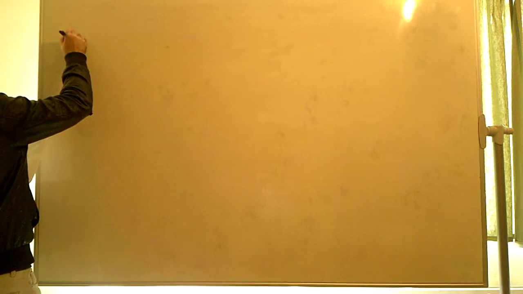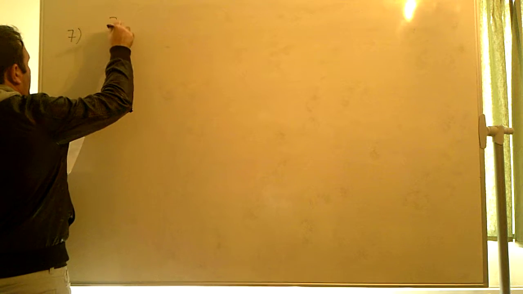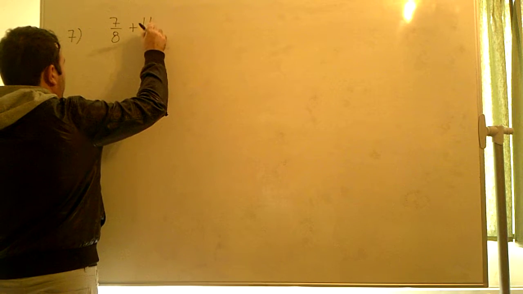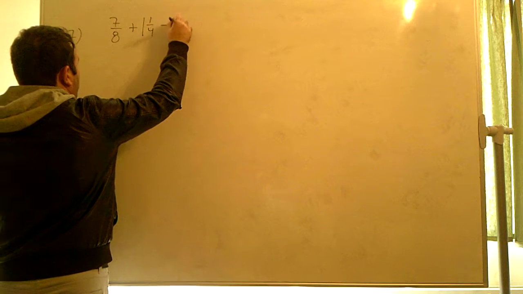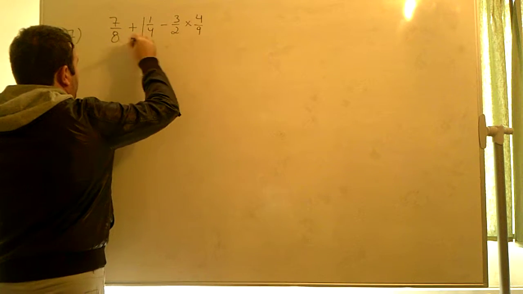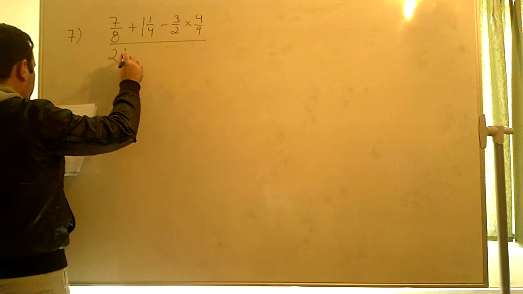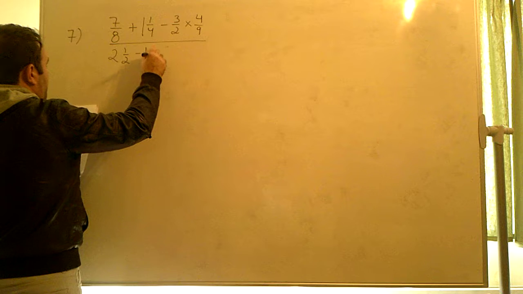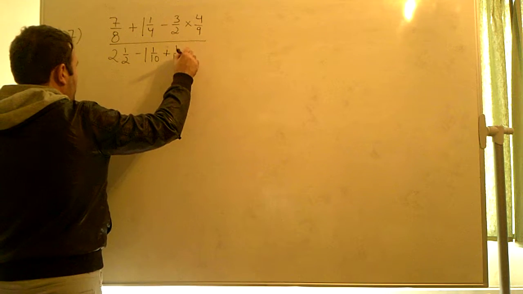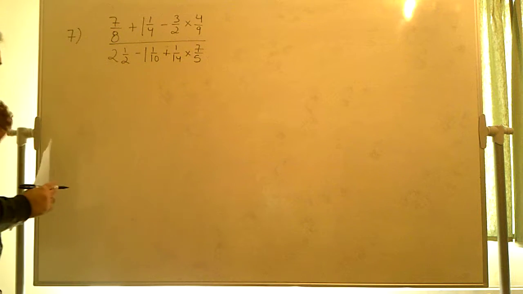Next example, we have 7 here, will be 7/8 plus 1 integer and 1/4 minus 3/2 times 4/9 divided by 2 integers and 1/2 minus 1 integer and 1/10 plus 1/14 times 7/5.